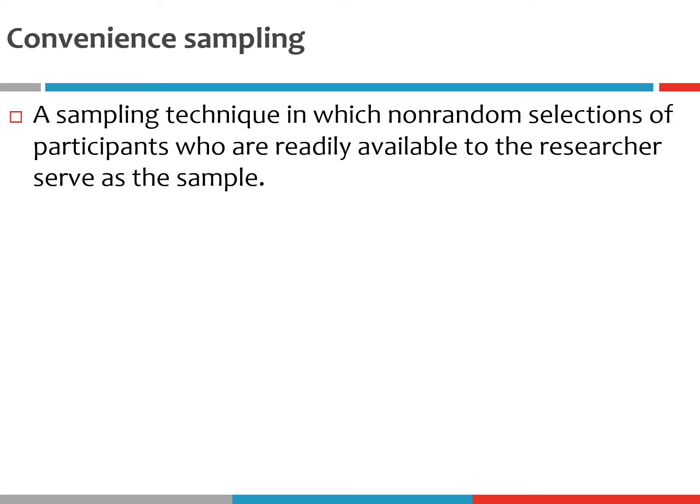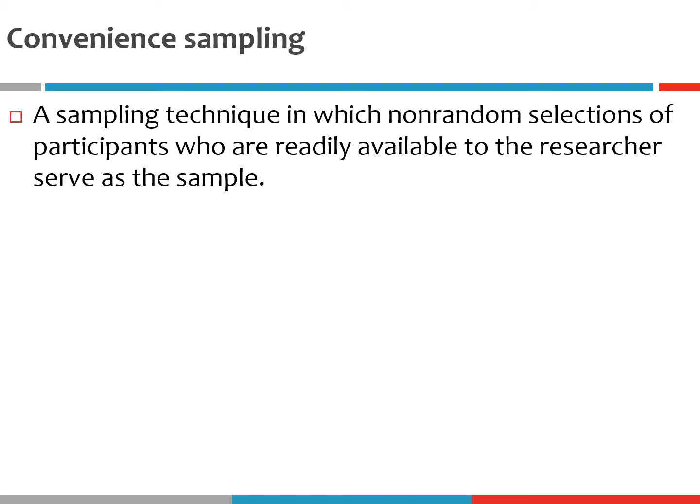So convenience sampling is a technique in which non-random selections of participants who are readily available to the researcher serve as the sample. So again, for example, suppose you wanted to learn about the opinions of students at Mercer regarding a proposed tuition increase. To make life easy, you decide to sample all of the students in your classes to gauge the attitudes of the entire student body.